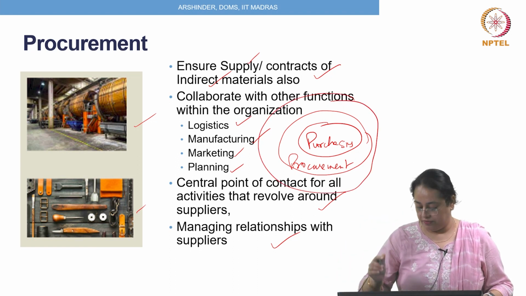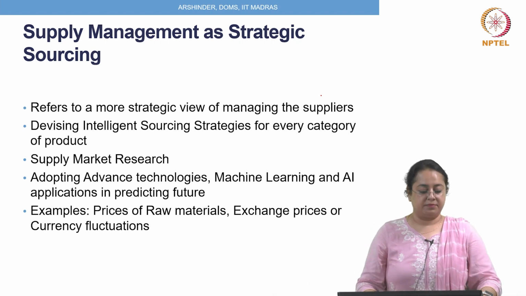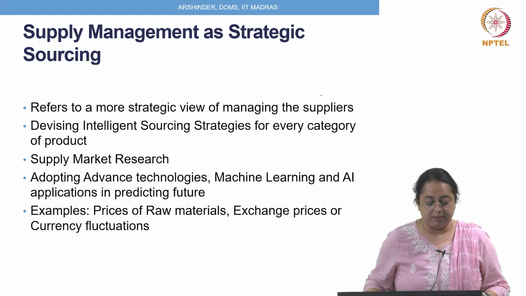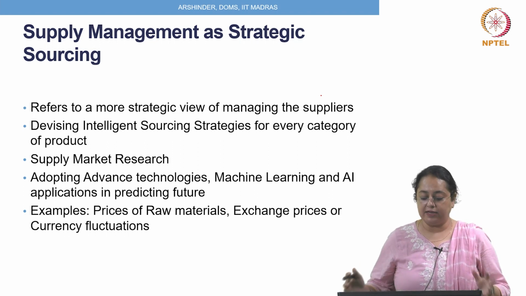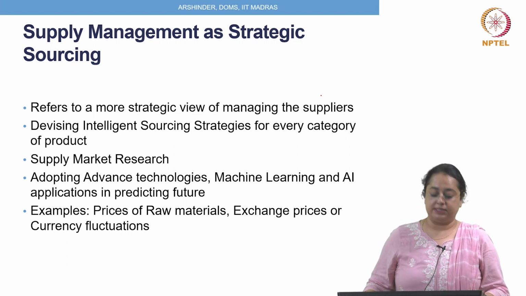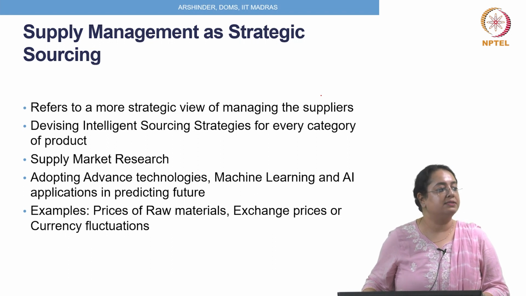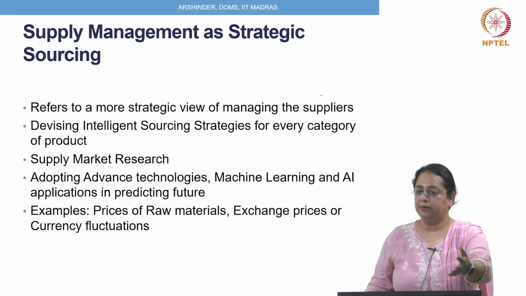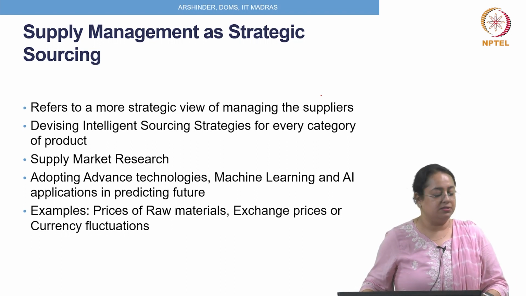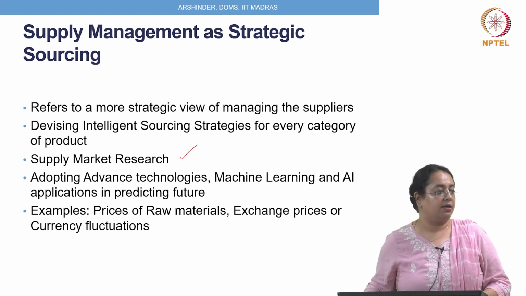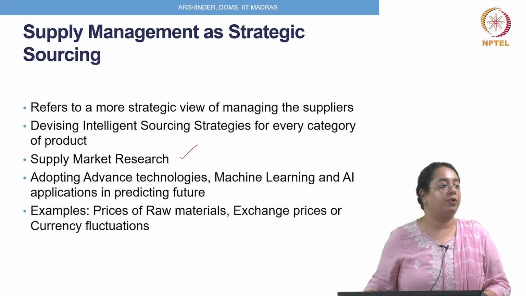And when we go one step further, there is a strategic view of managing suppliers, long-term collaborations with suppliers, and having an intelligent sourcing strategy for every category of product. What do we mean by intelligence? For example, how prices of raw materials have been doing in the past and how they can go in future. Those are intelligent decisions. Then supply market research: has any new supplier entered the market? Is there any new product?